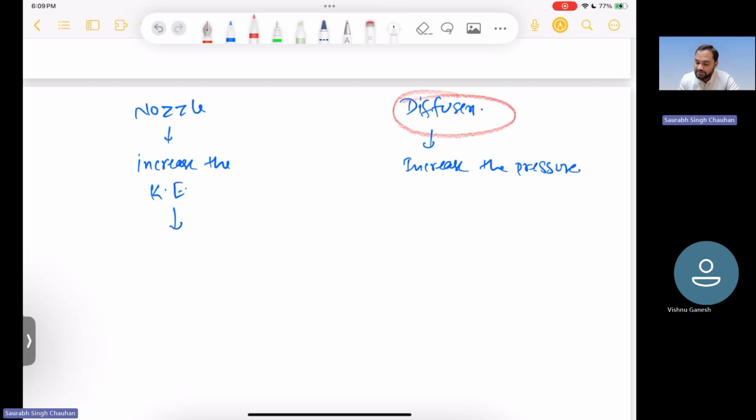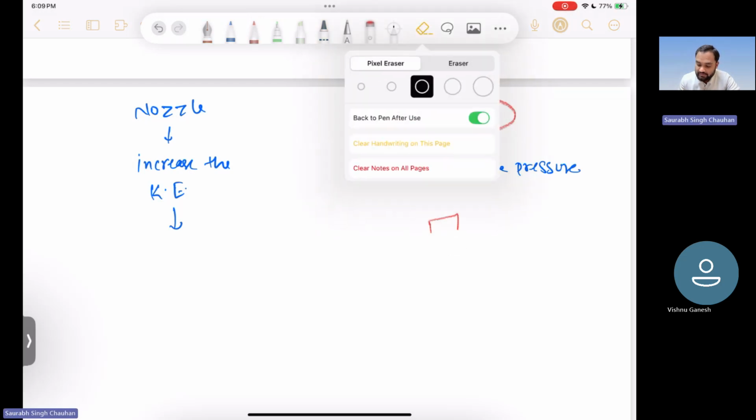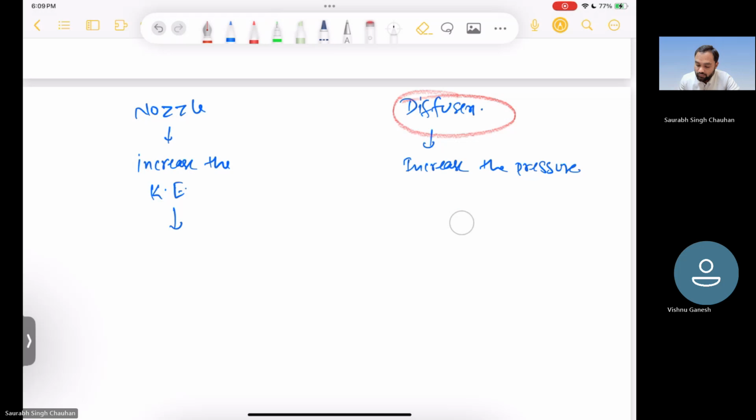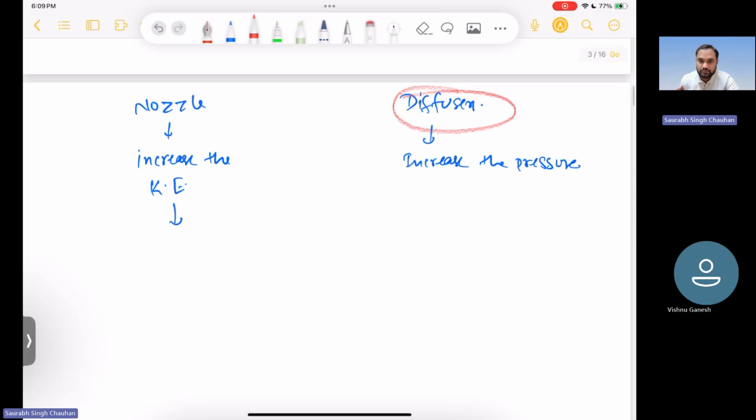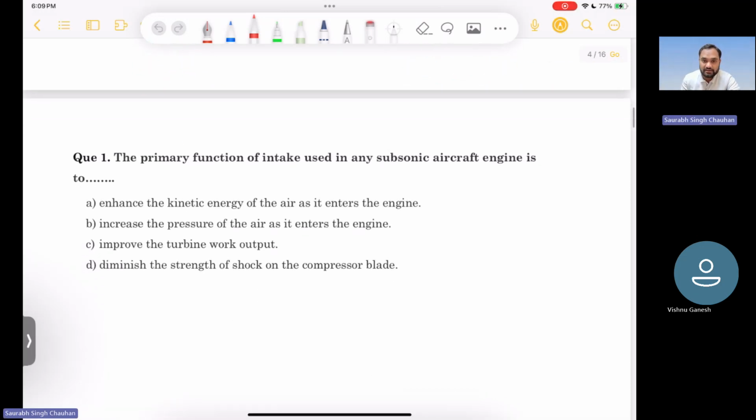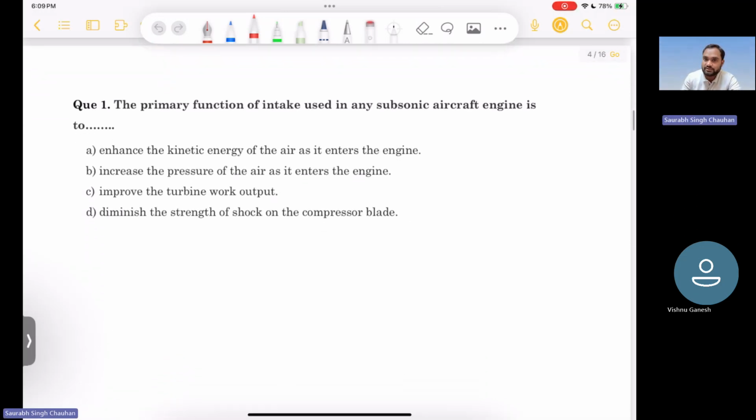And the purpose of a diffuser is to increase the pressure. Why? Because you want to compress the gas, and that compressed gas will be sent to the combustion chamber. So to reduce the compression work, you increase the pressure of the incoming air by using some arrangement, that is the diffuser, so that the work input to the compressor can be reduced. So with this background, we will start our discussion.